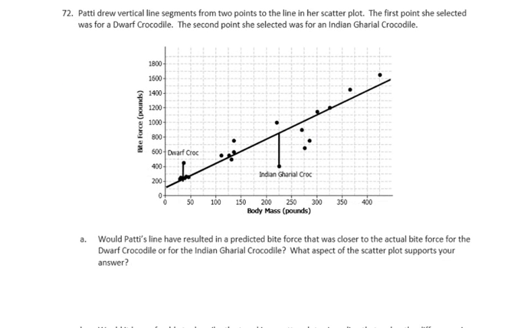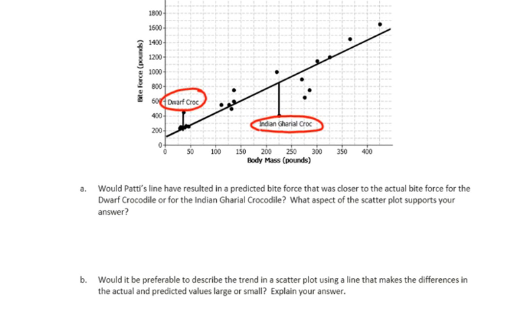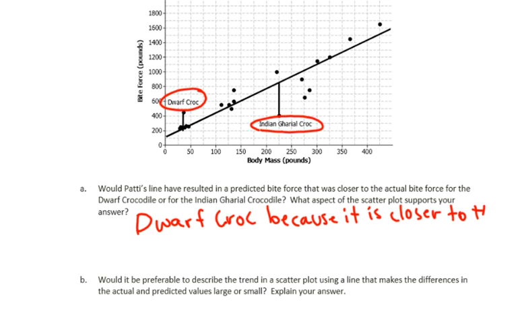72, Patty drew line segments from 2 points in her scatter plot. The first was for a dwarf crocodile, this one here, and the next was for an Indian gharial croc. And the question says which line would have resulted in a predicted bite force that was closer to the actual. And if you notice, we're looking for one that's closer to the line. So the dwarf croc would give us a better value because it is closer to the line.